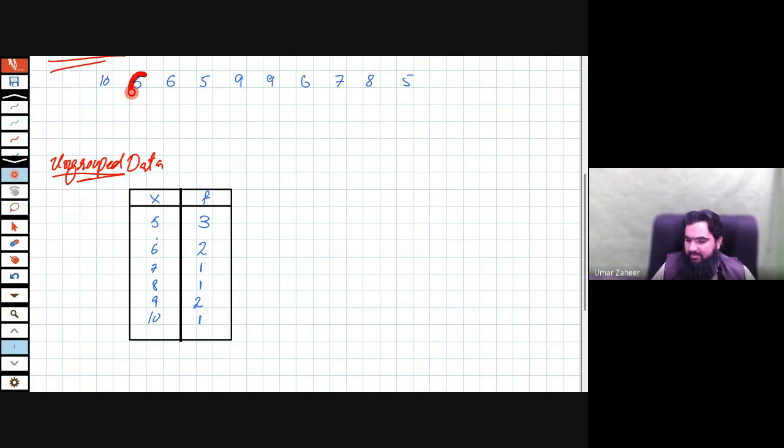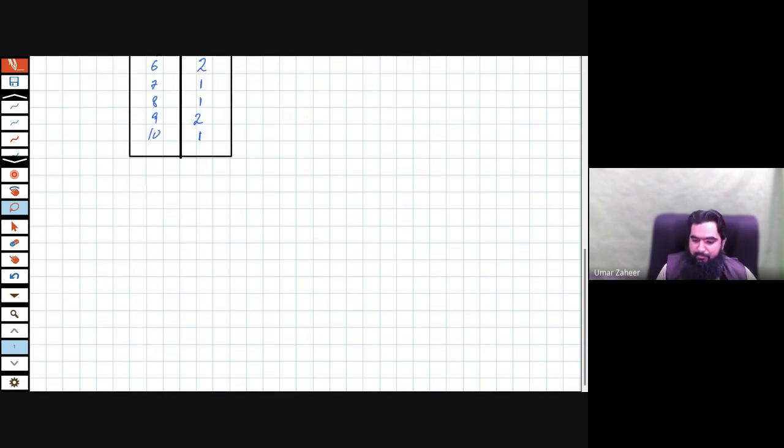So I have arranged the data a little bit. I did not repeat 5, 5, 5 again. I just write 5 and write the frequency, how many times 5 is repeated. So if you write the data in this format, we say that this is ungrouped data. All right. Now the next one is grouped data.